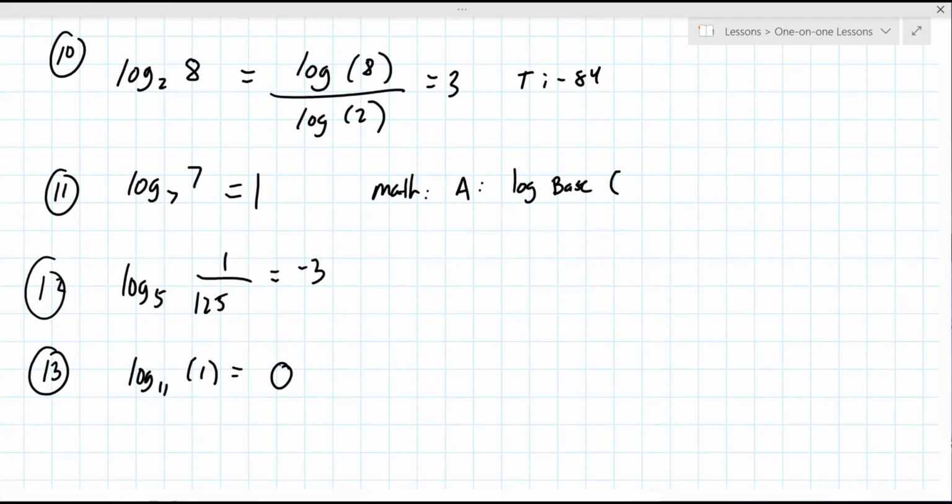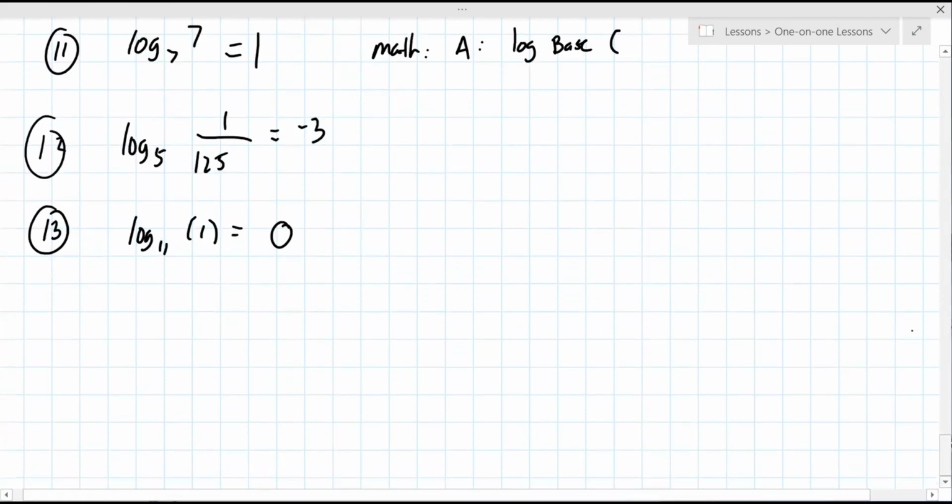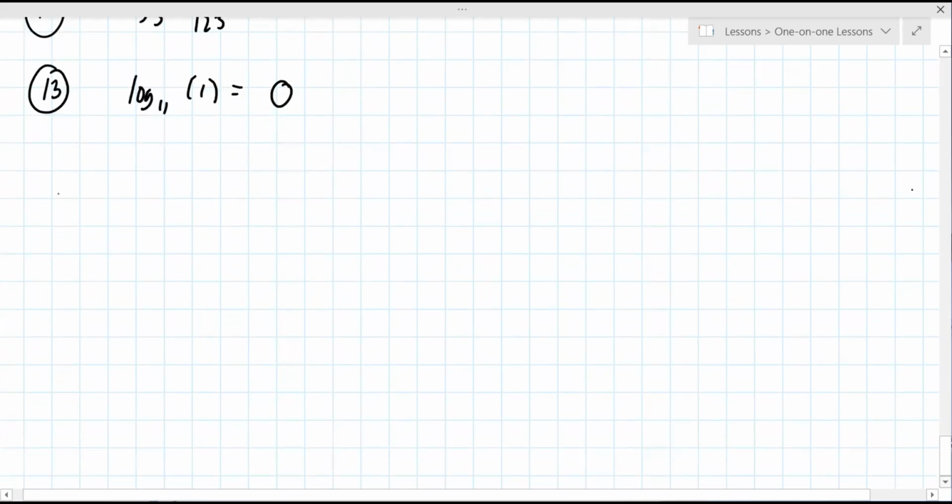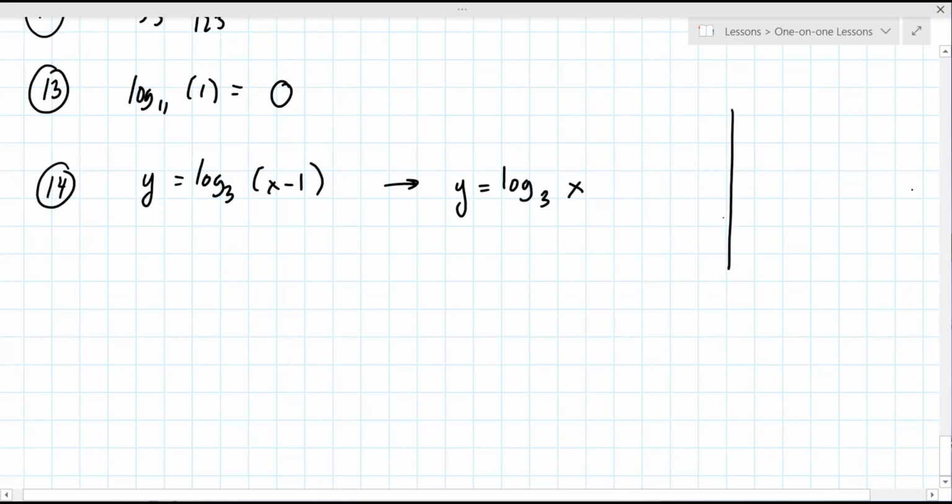Okay, so 14 through 15 are similar to 5 through 7 because you're asked to do essentially the same thing. 14 is y equals log base 3 of x minus 1. It asks for the parent function here. The parent function is log base 3 of x, and it has this shape where it comes up, crosses, and goes that way.